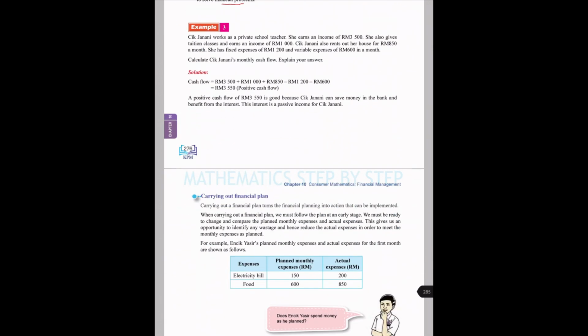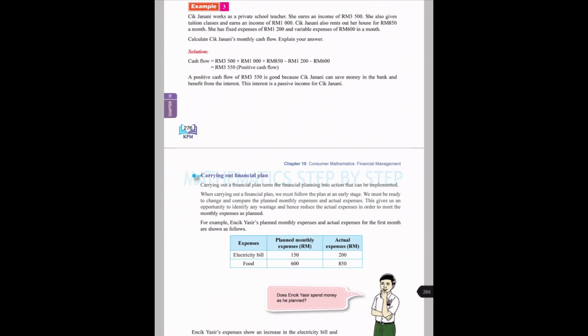So now let's go through example 3 together. Chik Janani works as a private school teacher. She earns an income of 3,500. She also gives tuition classes and earns an income of 1,000 ringgit. Chik Janani also rents out her house for 850 a month. She has fixed expenses of 1,200 and variable expenses of 600 in a month.